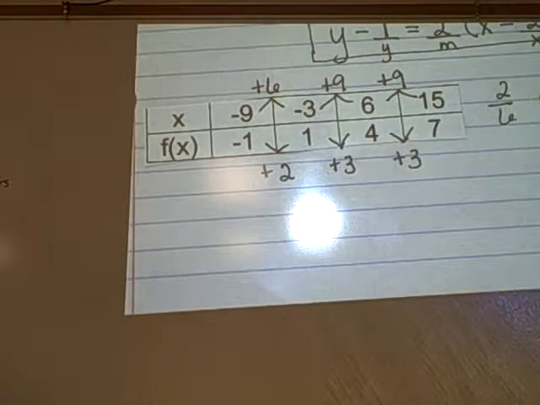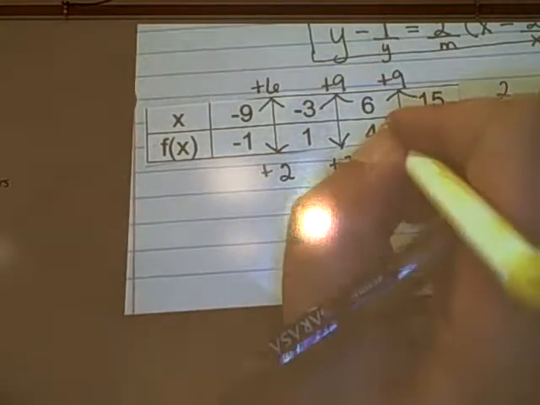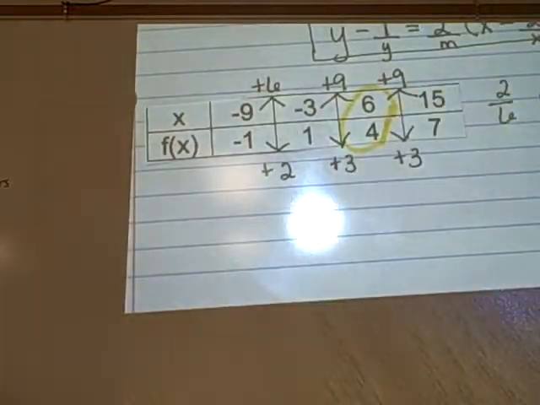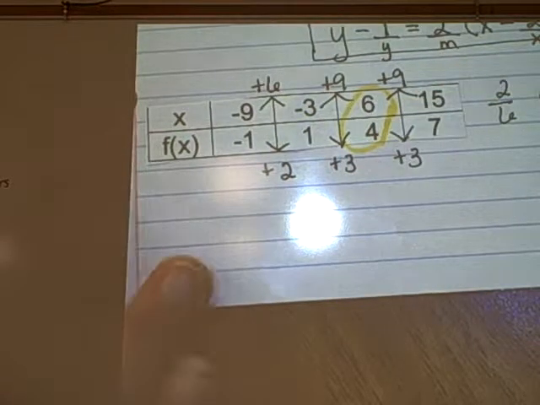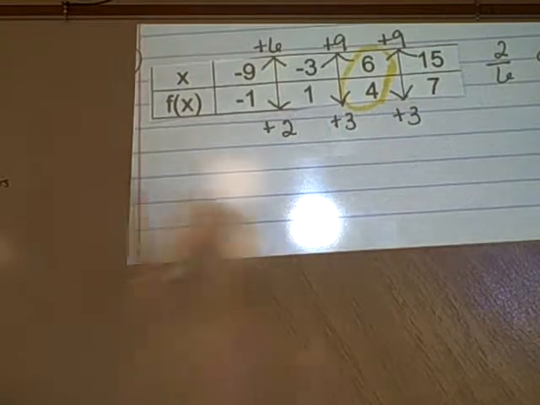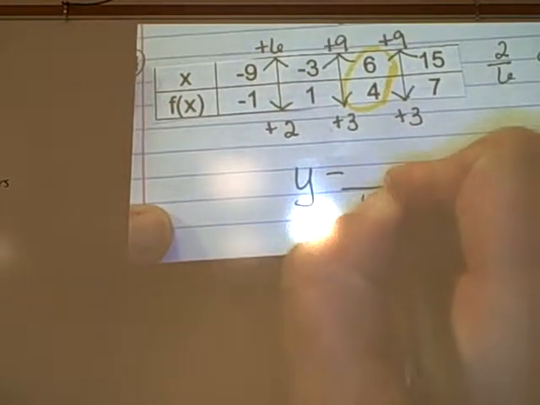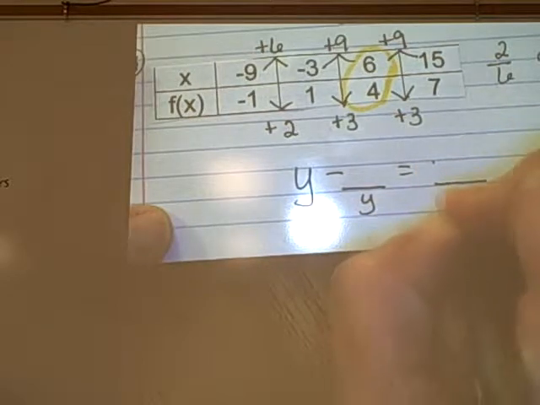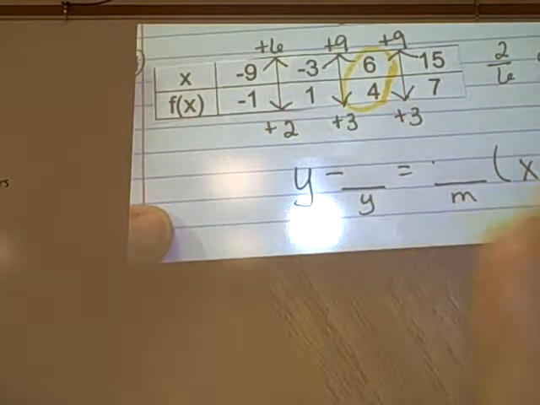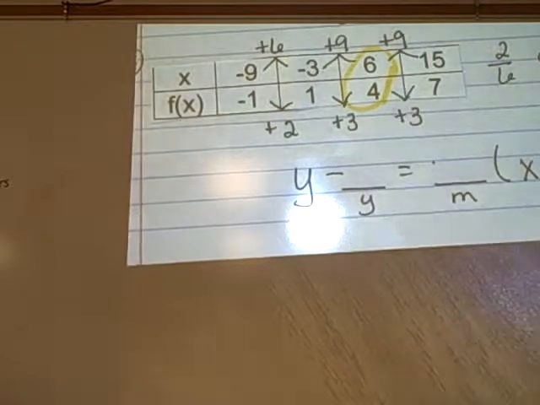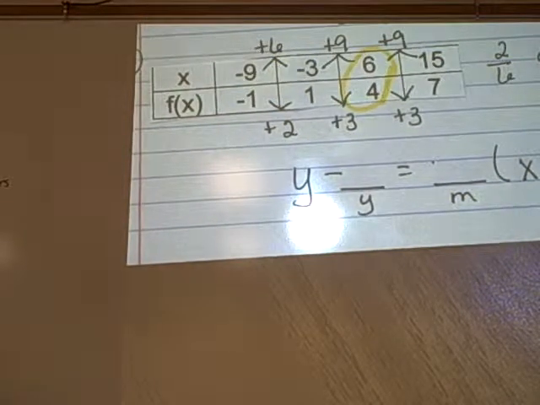And then, let's use the 6 and the 4, because we like to stay with the positive numbers. You guys write that equation out for me. I'll write it out with the blanks. Use 6 and 4 for your point, and use 1/3 for your m. Fill in the blanks for me.